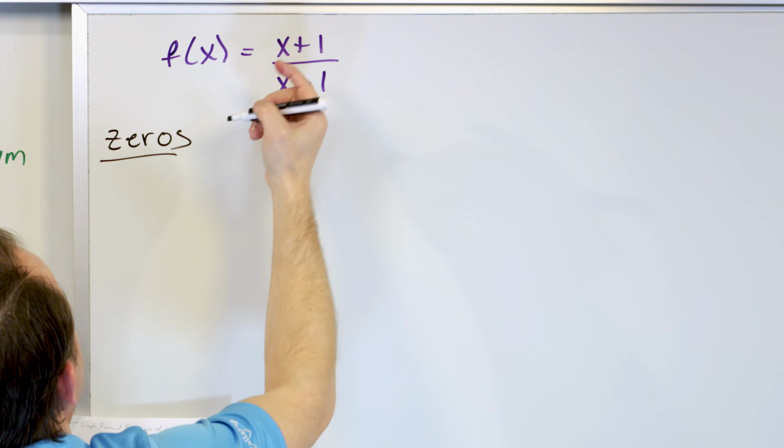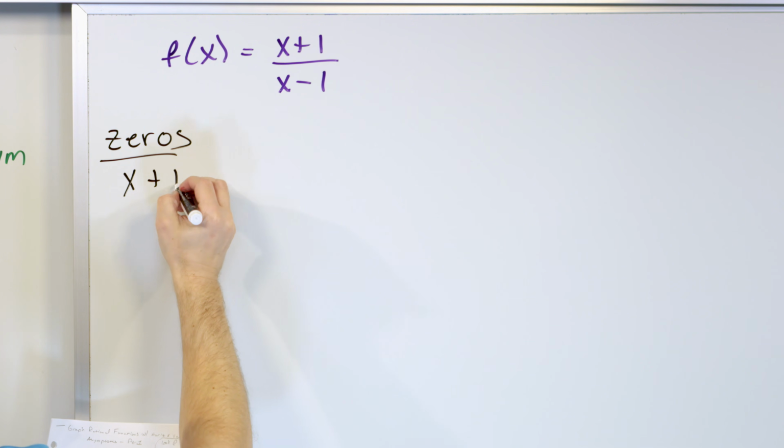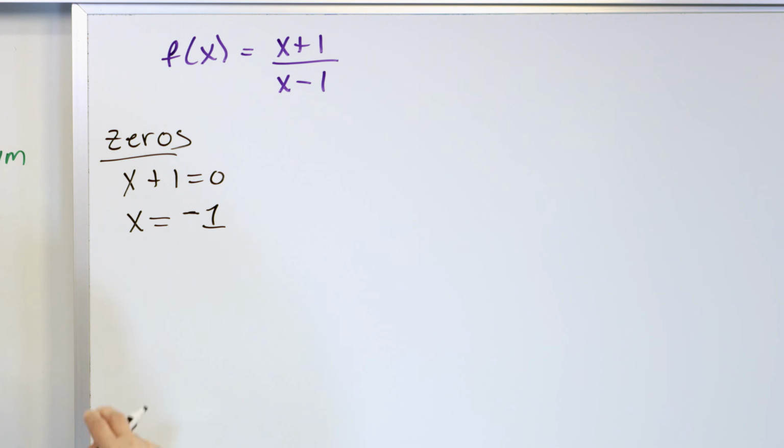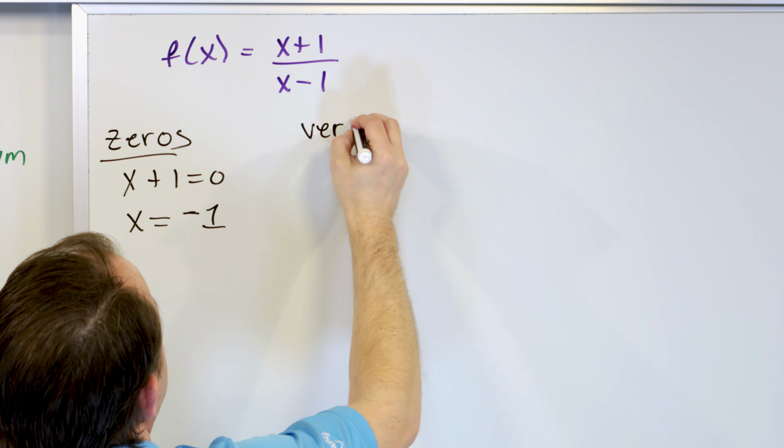To figure out what that is, we just say the numerator x plus 1, we set it equal to 0, which means there is a 0 at x is equal to negative 1. There is a crossing point at x is equal to negative 1 where the graph cuts through the x-axis, okay? Then we say, what are the vertical asymptotes?